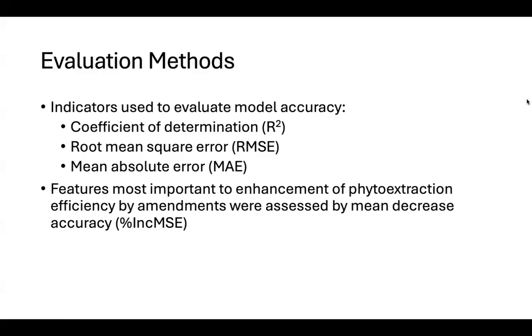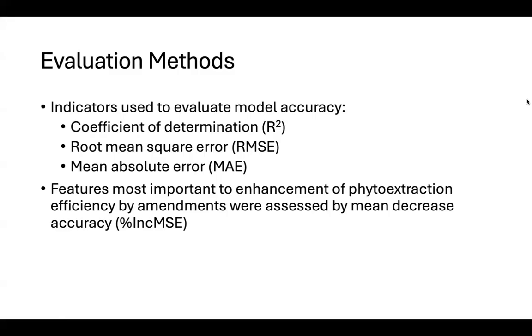Indicators used to evaluate model accuracy were the coefficient of determination, or R-squared value, the root mean square error, or RMSE, and the mean absolute error, or MAE. The R-squared value needs to be as close to 1 as possible to indicate an accurate model, and the RMSE and MAE values should be as low as possible.